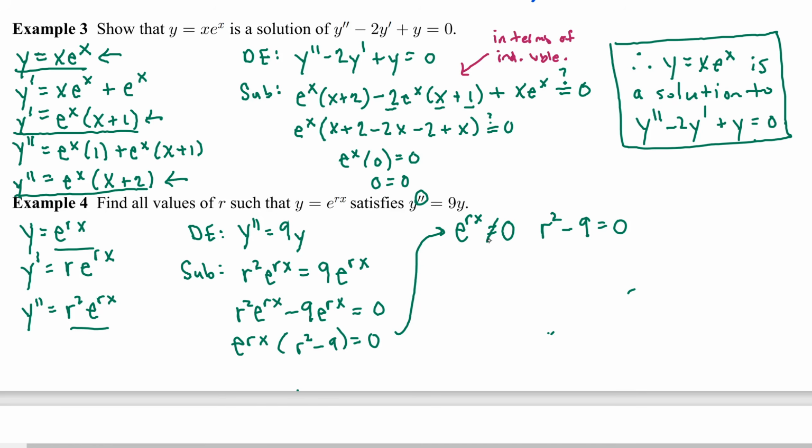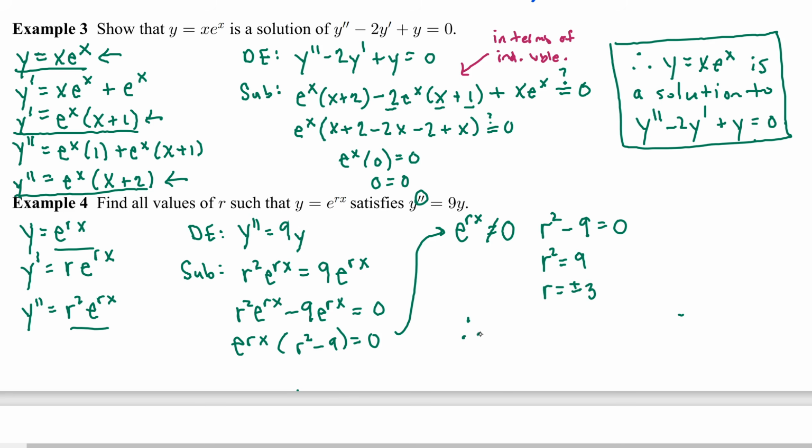E to the rx is never equal to 0. Think about the graph of an exponential function, whether it's an increasing exponential function or a decreasing exponential function. There's a horizontal asymptote on the x-axis, so an exponential never equals 0. So I'm not going to get any information about r out of that first root. Out of this second equation, r squared minus 9 equals 0, you can solve that either by factoring the difference of two squares there or by using your square root property. We're going to come up with two distinct values of r, positive 3 or negative 3.